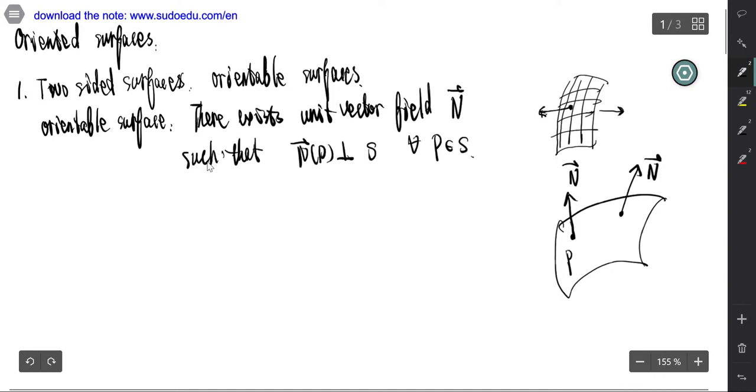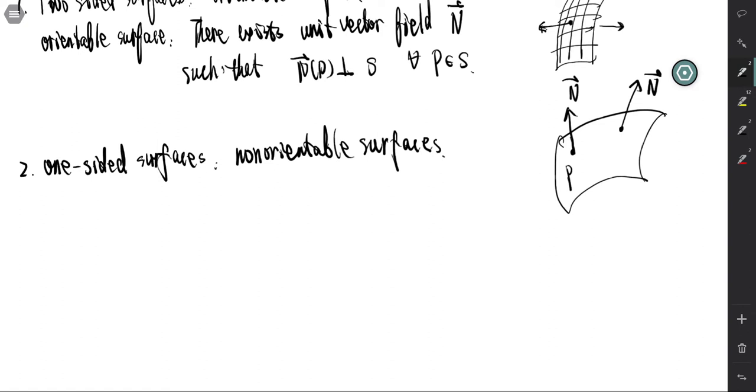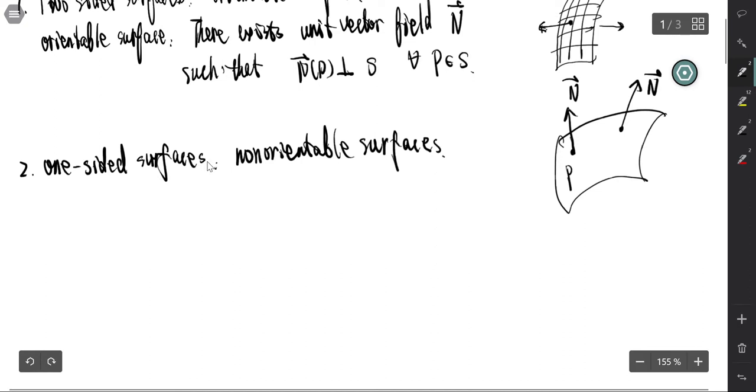But for two-sided surfaces, it's always orientable, and for one-sided surfaces, it's non-orientable. For one-sided surfaces, that's always non-orientable surfaces. The most famous example is the Mobius band.